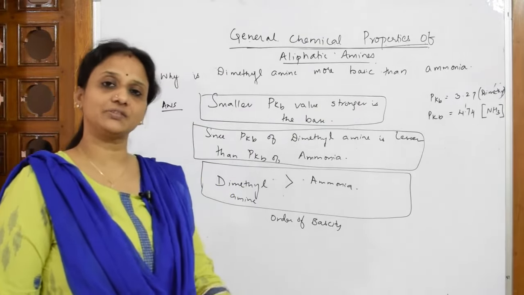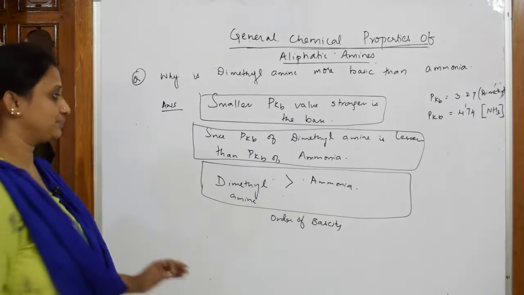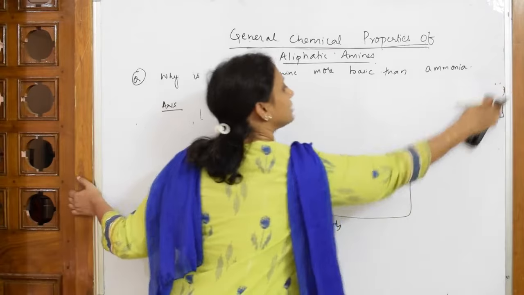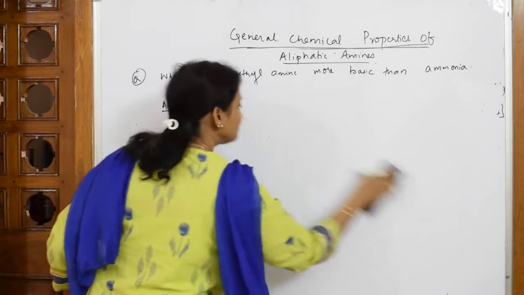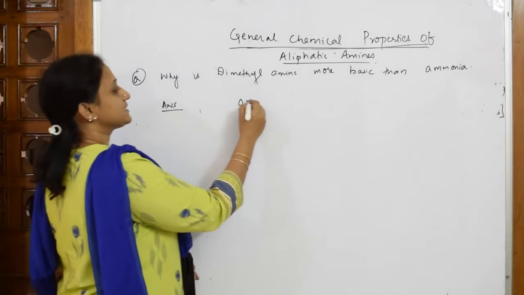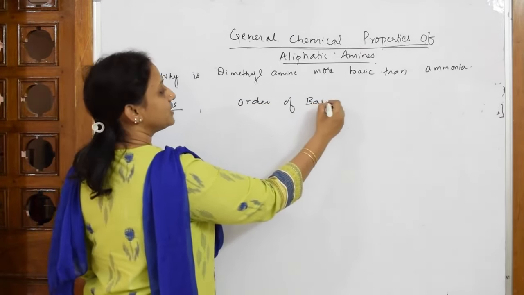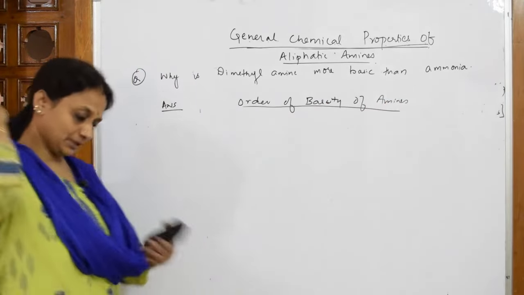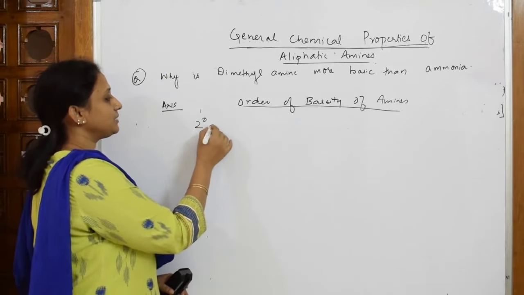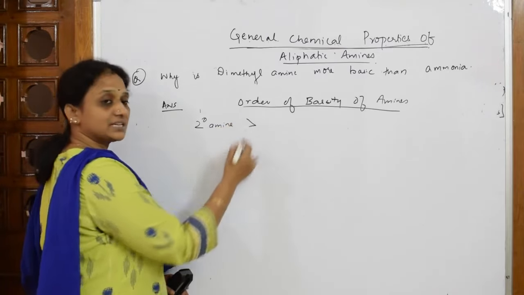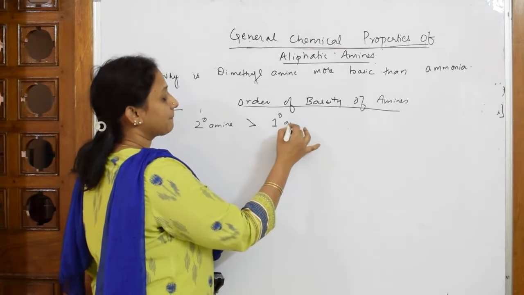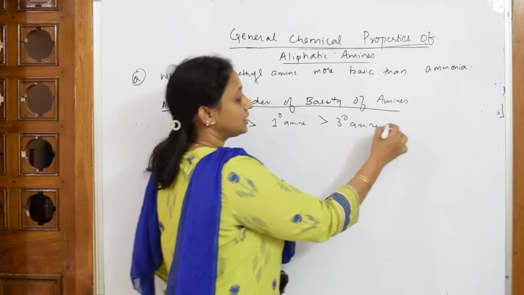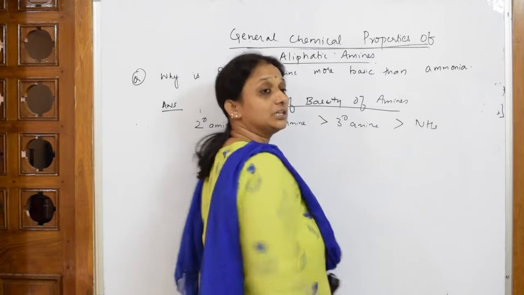Suppose in the exam they have not given you the pKb value. What should you do? Simple. So let us erase this. Now the concept is they've not given me this. Now what should I do? You should simply remember this logic. Order of basicity of amines. Always remember your secondary amine is a stronger base compared to primary amine. Primary amine is a stronger base compared to tertiary amine. Tertiary amine is a stronger base compared to ammonia.